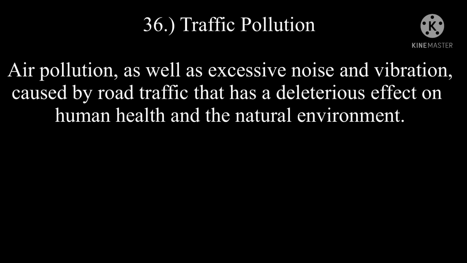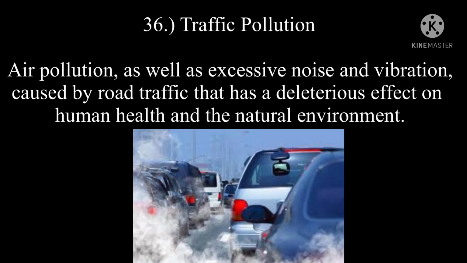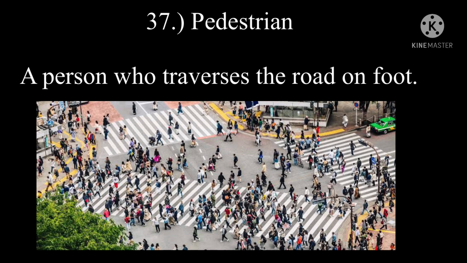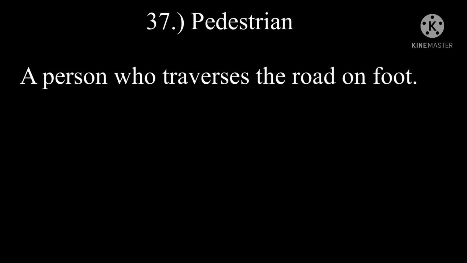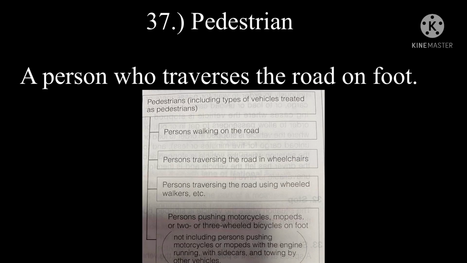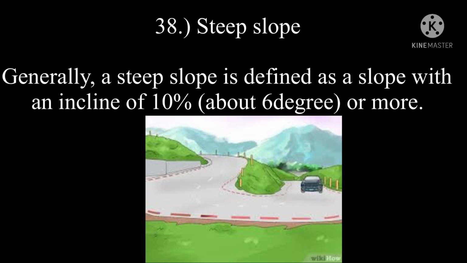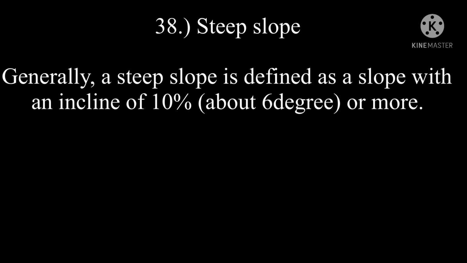Traffic pollution. Air pollution as well as excessive noise and vibration caused by road traffic that has a deleterious effect on human health and the natural environment. Pedestrian. A person who traverses the road on foot. Person walking on the road. Person traversing the road in a wheelchair. Steep slope. Generally, a steep slope is defined as a slope with an incline of 10%, about 6 degrees, or more.